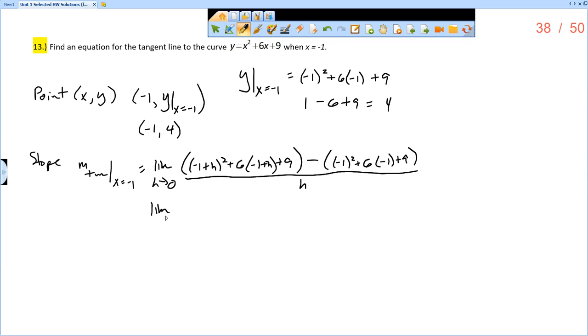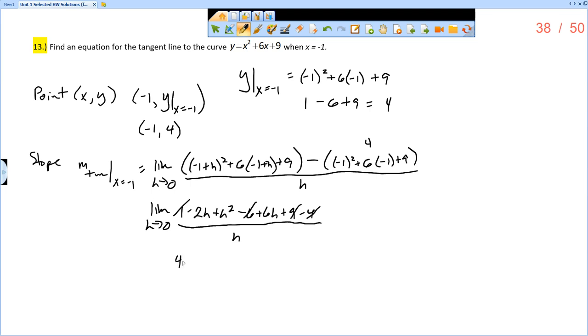All right, so I'm going to simplify. All right, so I have -1 plus h squared, so that'd be +1 minus 2h plus h squared, and then distribute the 6. So -6 plus 6h plus 9. And then this whole thing, well, I've already done that work. That's 4. So -4. All right. So now we need to remember that everything without h must subtract out. So I have a 1 minus a 6, -5, plus a 9 is +4, -4. Those do, in fact, all subtract out.